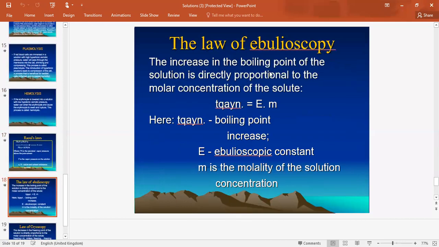The law of ebullioscopy. The law of ebullioscopy is about the boiling point. The increase in the boiling point of the solution is directly proportional to the molal concentration of the solute. For example, the boiling point elevation is equal to E times m, where E is the ebullioscopic constant and m is the molality of the solution concentration.